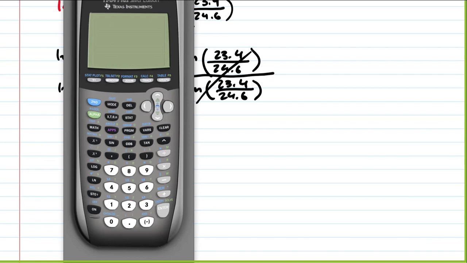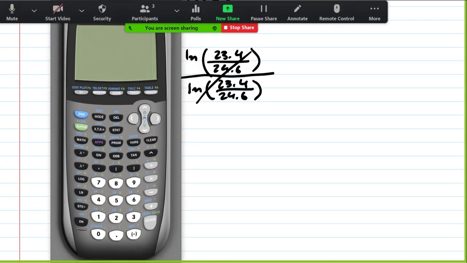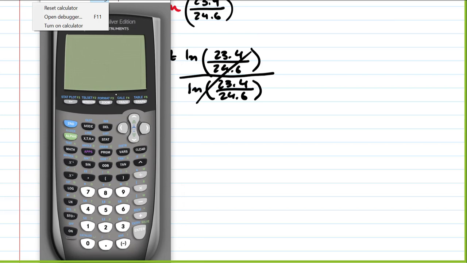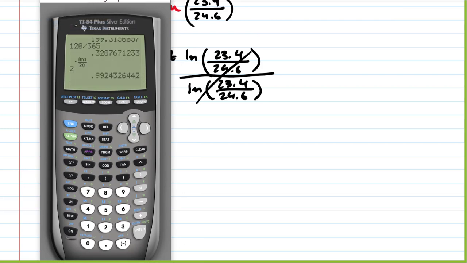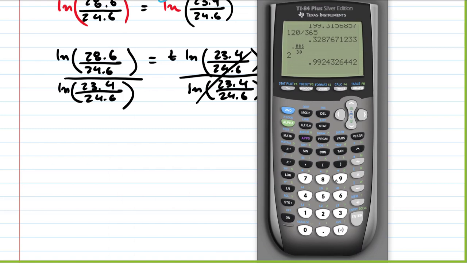So we grab our graphing device. And we put in our fraction, and then logarithm, another fraction, 28.6 over 24.6, over logarithm, another fraction, 23.4 over 24.6. Enter, and we get the following value.